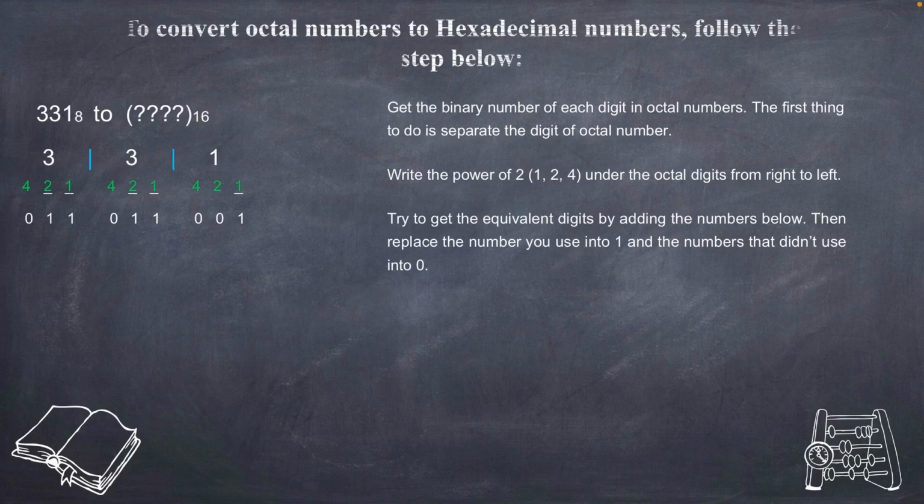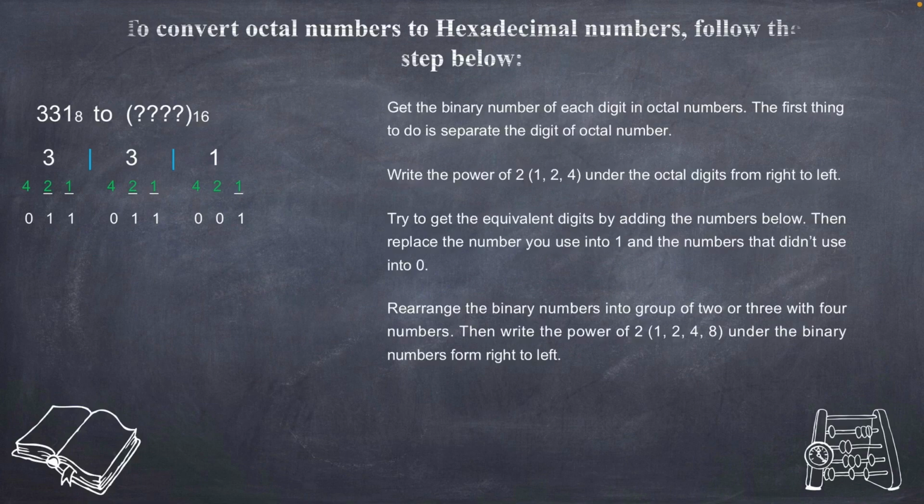So, di ba napapansin nyo? Ganito din yung example natin sa binary digit. Binary numbers na ginamit natin kanina na 011, 011, 001. Tapos, next step is rearrange the binary numbers into group of 2 or 3 with 4 numbers. So, ganito. Diba? Paano yung sinabi sa inyo kanina kung paano yung paggugrupo?